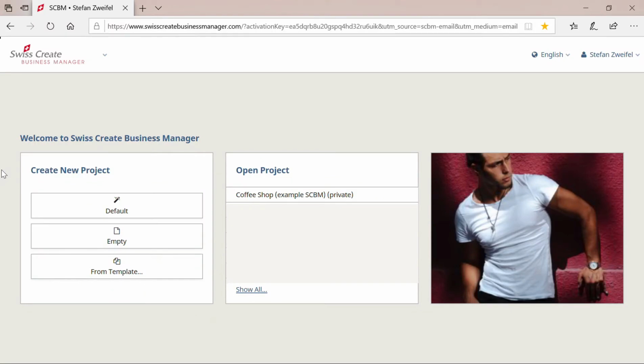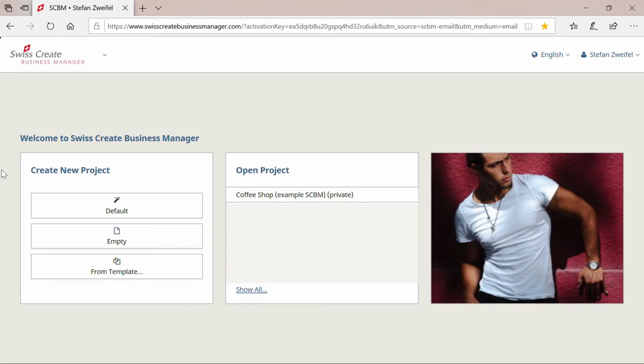Welcome to the application of the individual financial planning elements. For this, I highly recommend using the Swiss Create Business Manager. With this easy to understand and simple tool, you have all the financial planning elements you need on a single platform. All calculation is automated, so you can make no miscalculation.